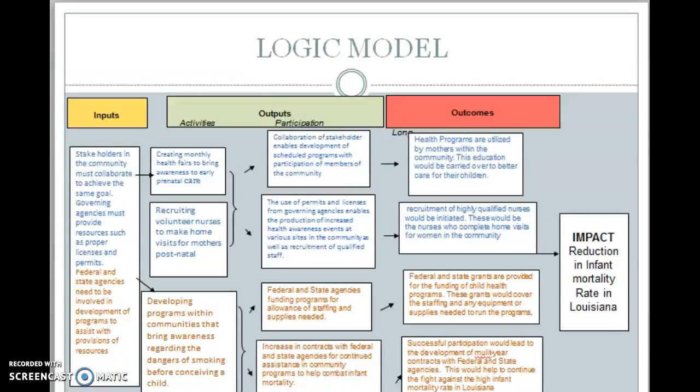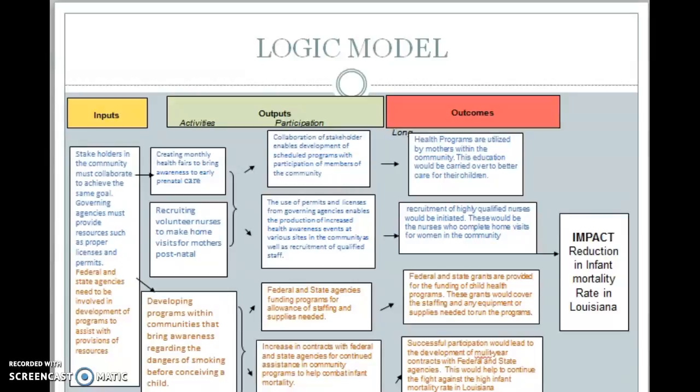Activities would be creating monthly health fairs to bring awareness to early prenatal care, recruiting volunteer nurses to make home visits for mothers postnatal, and lastly, developing programs within communities to bring awareness regarding the dangers of smoking before conceiving a child. The participation would be collaboration of stakeholders enables development of scheduled programs with participation of members of the community.